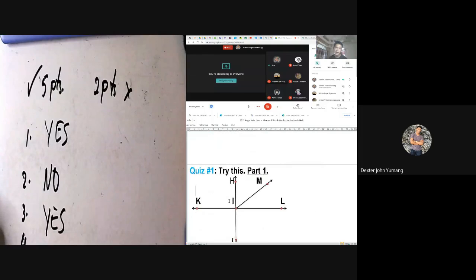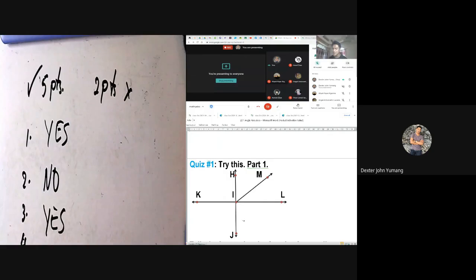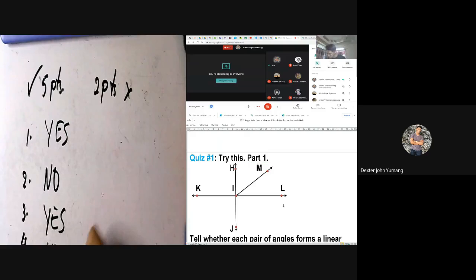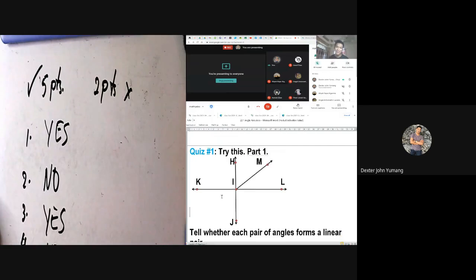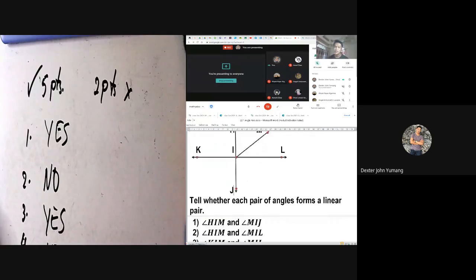KIH, LIJ. KIH, LIJ. Nakabuo nga ba? Yes or no? Yes. What do you think? Yes nga ba? No nga ba? So the answer here is no. Bakit no? Tingnan nyo. HIK or KIH, okay, LIJ. Sabi po kanina, pag sinabi mong linear pair, dapat magkatabi sila. Hindi man sila magkatabi si KIH at saka si LIJ. Magka-opposite man sila. So, yun po yun. Kaya siya no ang sagot dyan. So, the answer is no.